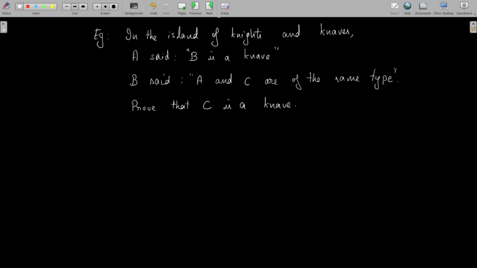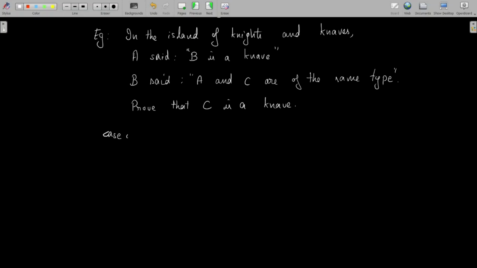We will go through an example. In the island of knights and knaves, A said B is a knave. B said A and C are of the same type. Same type means both A and C are knights or both A and C are knaves. Prove that C is a knave. So in this problem, explicitly the cases are not given. To prove the theorem using proof by cases, we will locate some cases here.